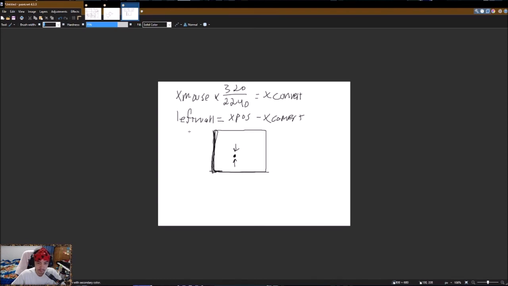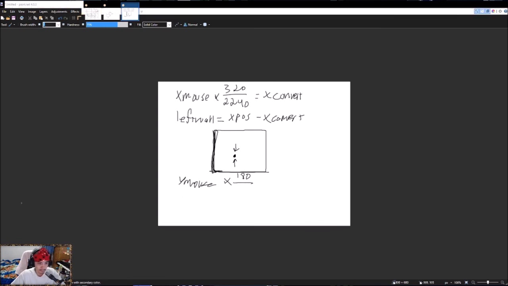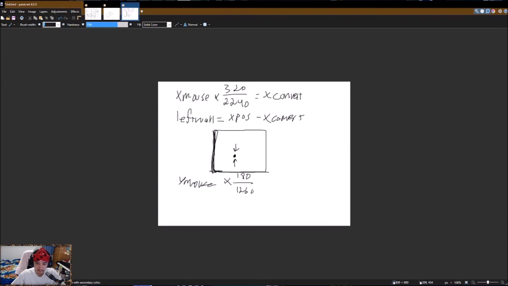And I did the same thing for the bottom wall. Just change this to Y. I guess I could spell it out: mouse Y times 180 over 1260 is equal to Y convert. Bottom wall is equal to Y position minus Y convert. And that's what I did.